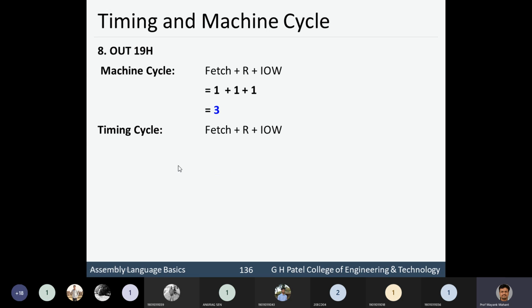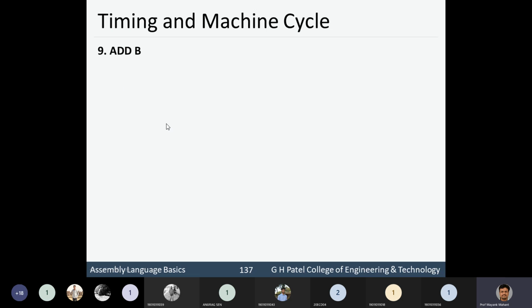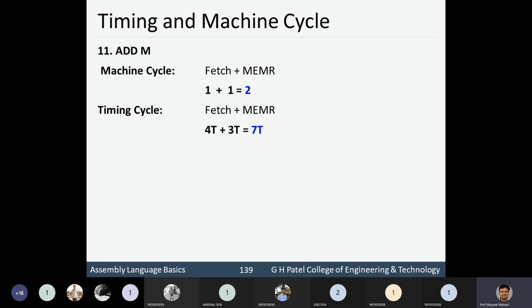The same is the case with OUT. It will again require 10 T states. If it is ADD, it is a one machine cycle instruction, 4 T states. ADI is two machine cycles, fetch plus read, so it requires 7 T states and so on. Okay, so let us try to see.